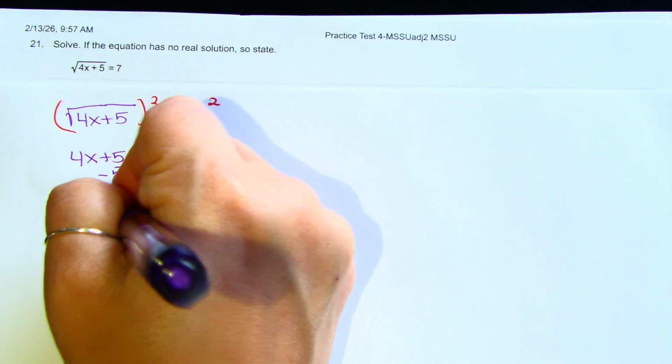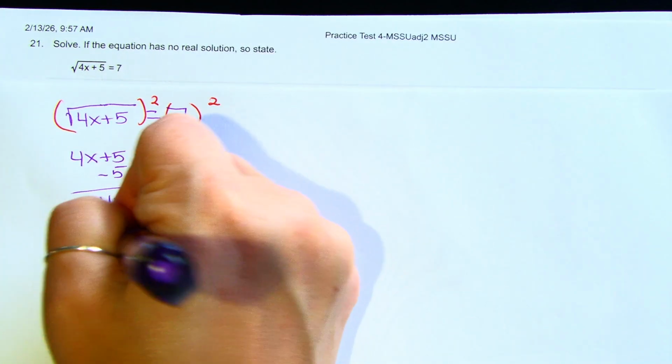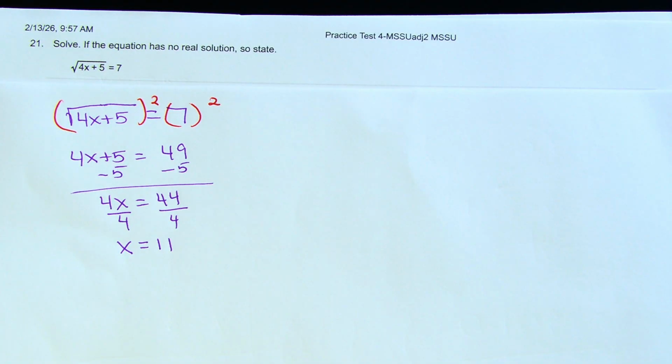This is a radical problem though, so you have to check your work. It is non-negotiable. It's not like this is a good thing you should do just to make sure you did it right. No, you have to check it because you can get things known as extraneous solutions, as we've seen. And we don't want to get extraneous solutions. So we have to plug 11 back into the original and make sure it works.